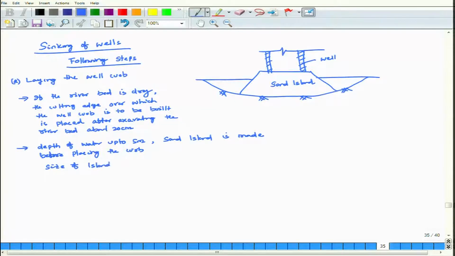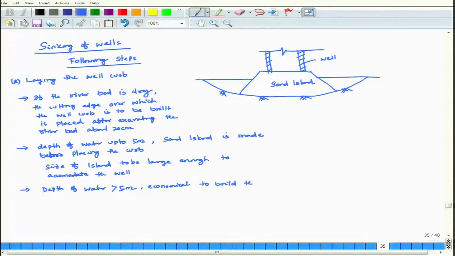In case the depth of water is more than 5 meter, it is generally economical to build the curb on dry ground.